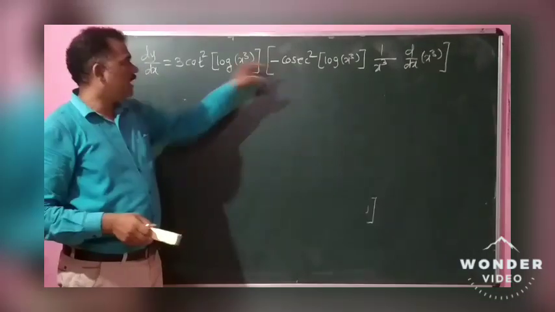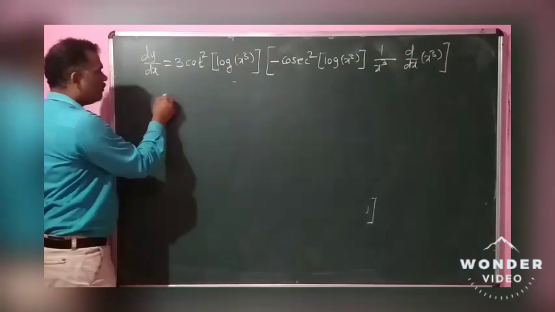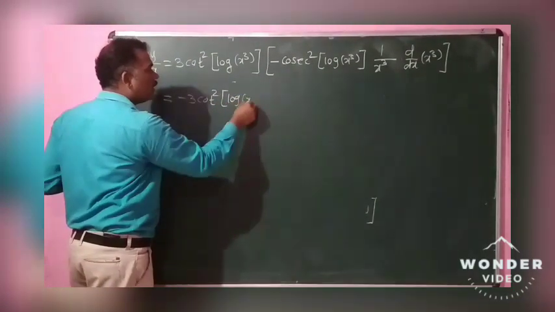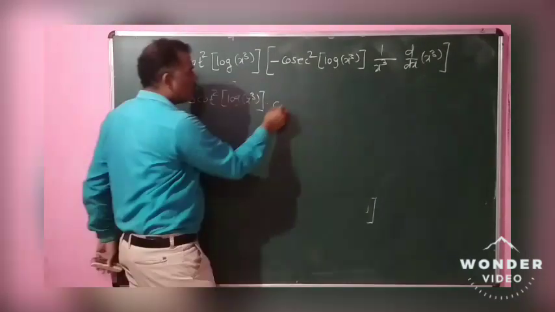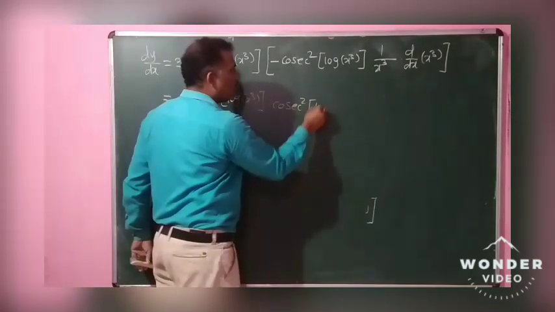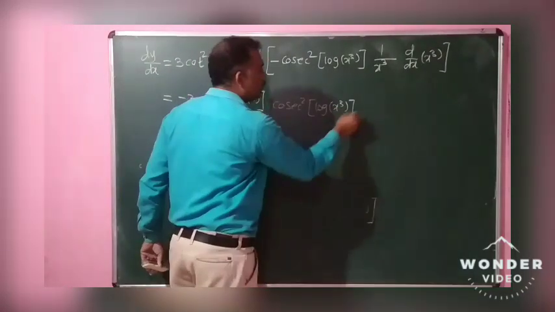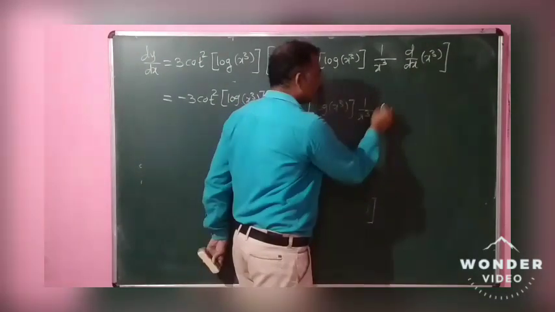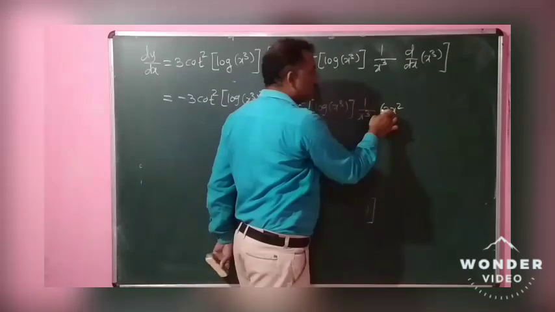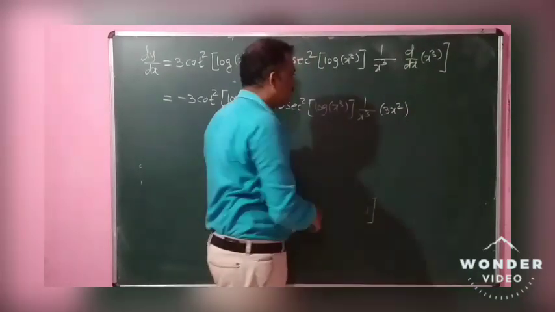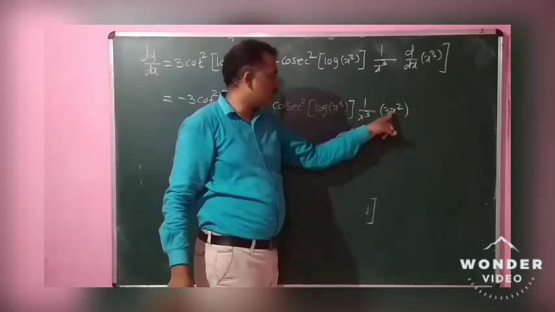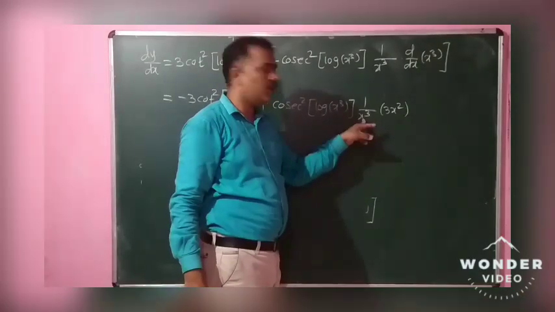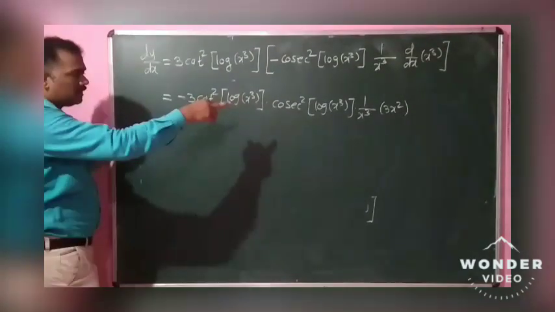We can take this minus sign at the beginning, so that minus 3 times cot square log of x cube into cosec square log of x cube into 1 upon x cube. What is the derivative of x cube? 3x square. Take this power as it is, minus 1 from this power, that is 3x square. Here x cube is in the denominator, x square gets cancelled from this x cube, so remaining is only 1 upon x. Also take the 3 at the beginning.